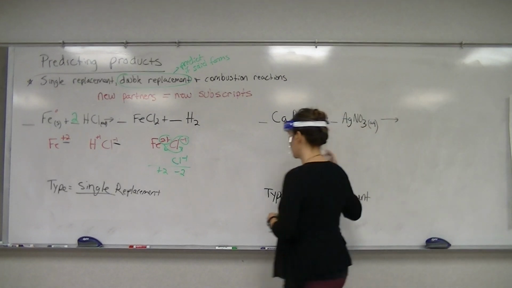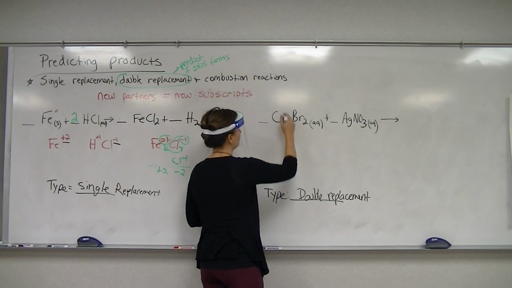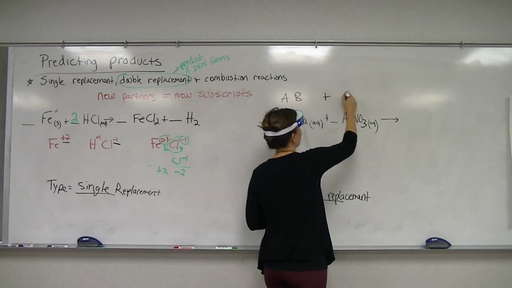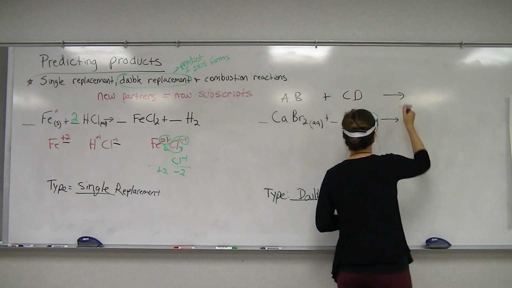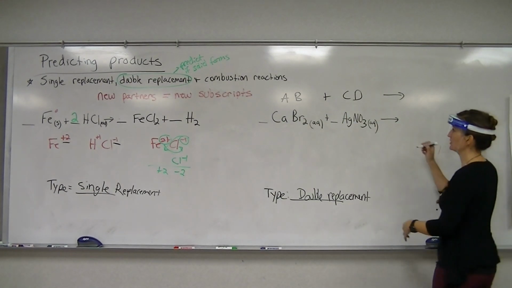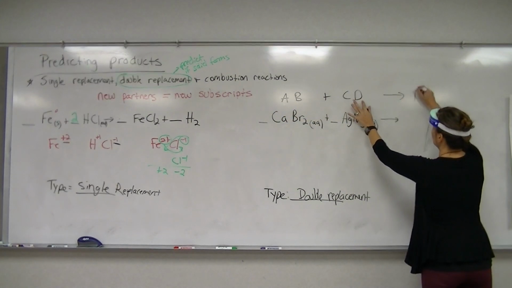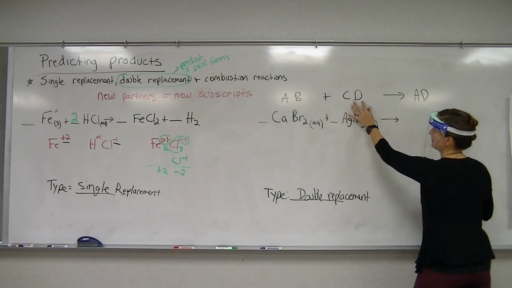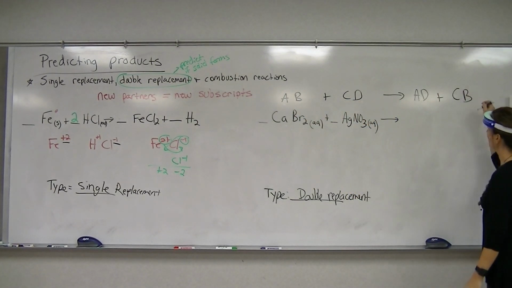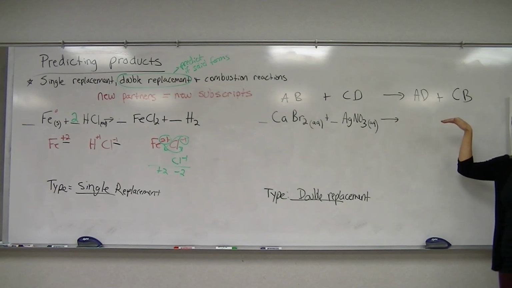So what we're going to have is partner switching. And if you remember, you can also use that AB plus CD mnemonic that I gave you when we talked about the types of reactions. Because what happens is A is going to be with D on this side, and then C is going to be with B. So this could help you figure out who the new partners are as well.